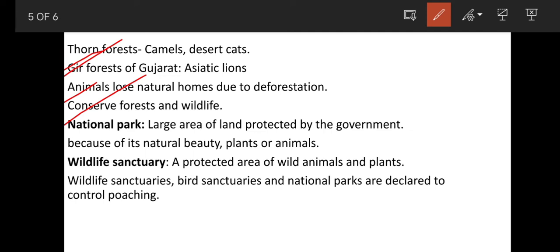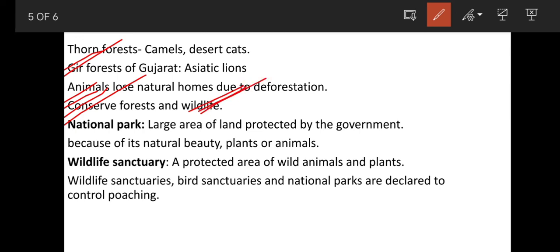What do you mean by deforestation? Cutting down of trees. So we should not destroy forests. We should protect all the different types of forests in our country, in our place. Animals are losing natural homes due to cutting down of trees. Why? Because if we cut down all the trees, if we destroy forests, what will happen? The animals will be homeless. That is why we should conserve forests, and also we should protect wildlife without cutting trees.